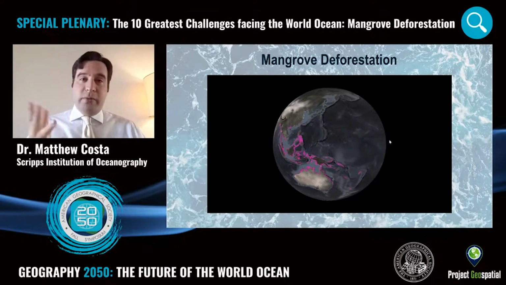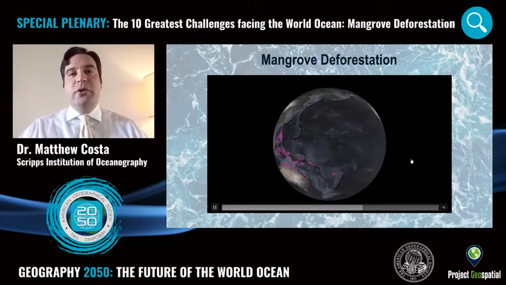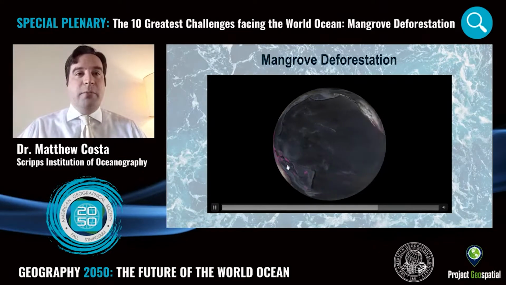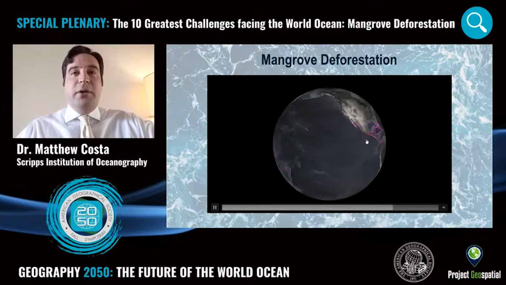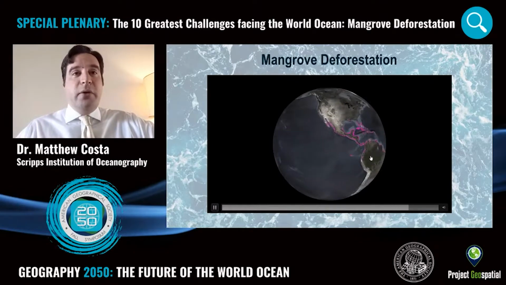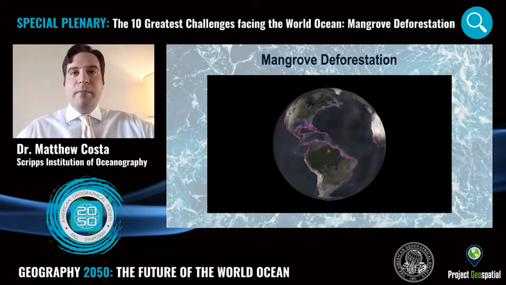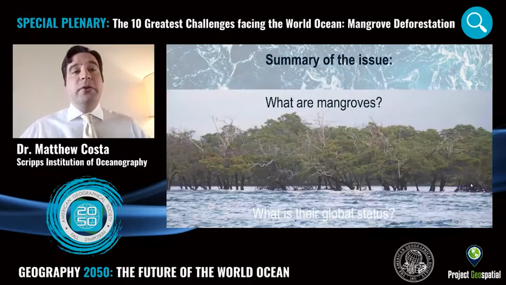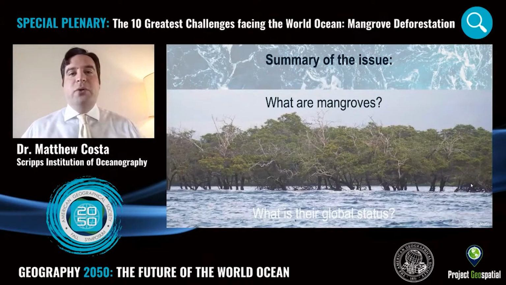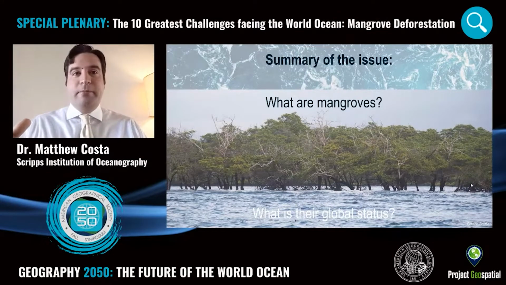So what this globe represents is the global distribution, in purple or pink, on the subtropical and tropical coasts around the world. First I'll discuss what mangroves are, and then we'll talk about their global status around the world.